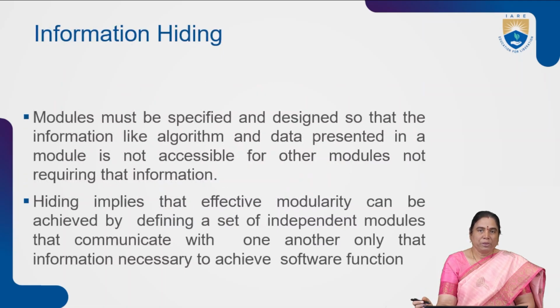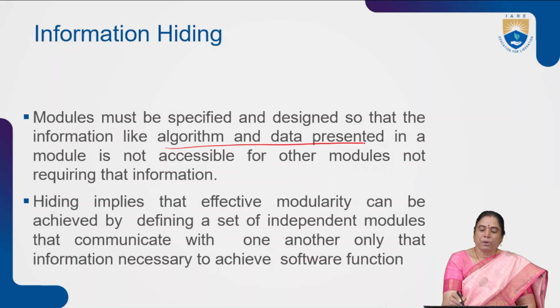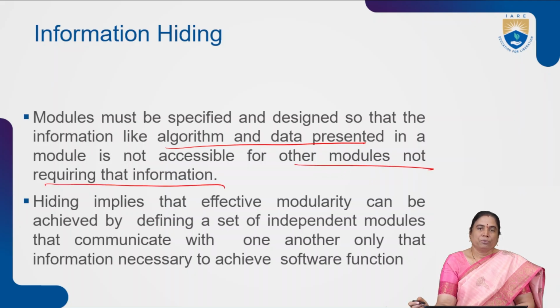Next term is information hiding. Modules must be specified and designed so that the information, like algorithm and data present in a module, is not accessible to other modules not requiring that information. Access specifiers are greatly helpful for information hiding, so that only the required details are shared with the other modules, by keeping the important details private within the modules.